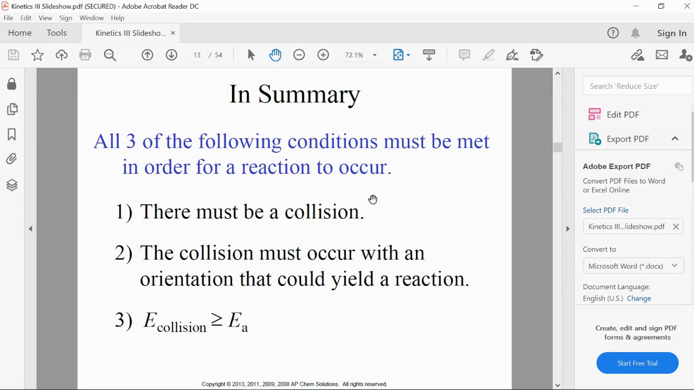And there's just a summary of all of the stuff that we just covered. All of that falls under the blanket term collision theory. Collisions have to happen. They have to occur with proper orientation. And the energy of the collision itself has to be greater than or equal to the activation energy. This is what must occur in order for products to be produced.